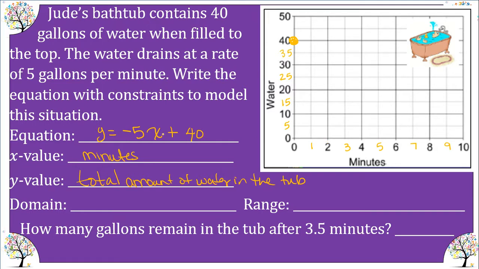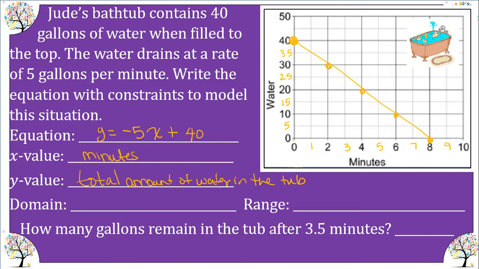So in 2 minutes, we have negative 5 times 2 is negative 10, plus 40 is 30. And then in 4 minutes, negative 5 times 4 is negative 20, plus 40 is 20. So we can see it's going down at a constant rate of change. So here's our nice graph.